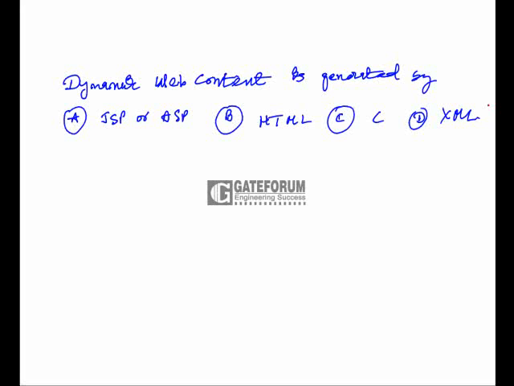Dynamic web content is generated by A. JSP or ASP, B. HTML, C. C language, D. XML. So, as far as the dynamic web content is concerned, we have to go for Java Server Pages or Active Server Pages. That is JSP or ASP we have to use.